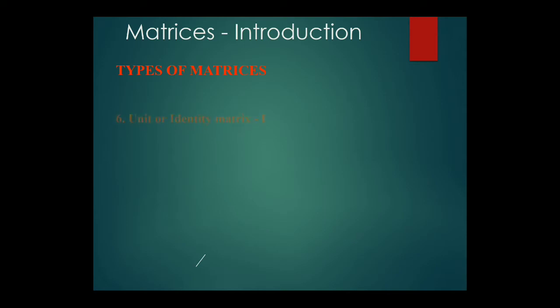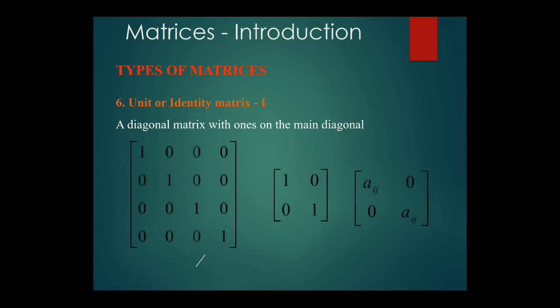This is actually a very important matrix because you'll be using this in many of the problems. So basically a unity matrix is a diagonal matrix with 1 on the main diagonal. So what's a diagonal matrix? All the other elements except the diagonal are 0. So that is basically what we have here.